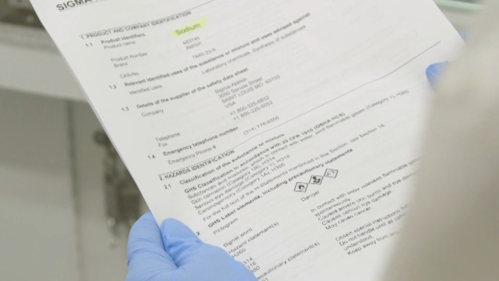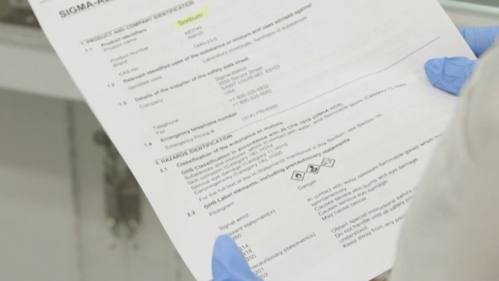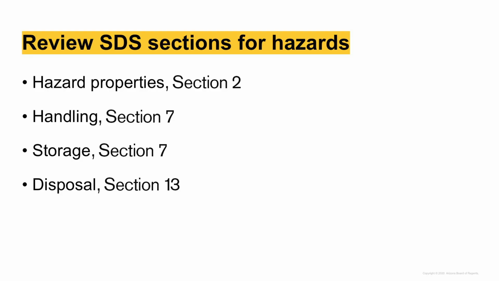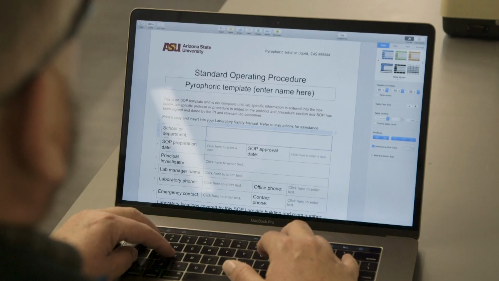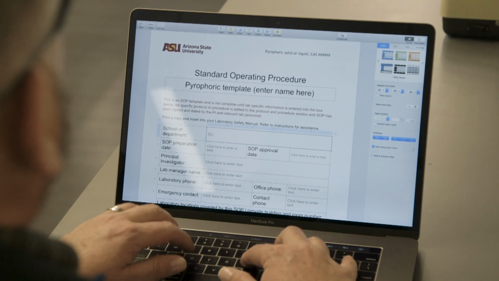The Safety Data Sheet, or SDS, may define the material as pyrophoric and water reactive. Review all of the SDS sections for hazard information, such as hazard properties, handling, storage, and disposal. This information will serve as a key source of information when developing the SOP. Prior to using any of these materials, a pre-developed SOP and lab-specific training is critical for safe laboratory operation.